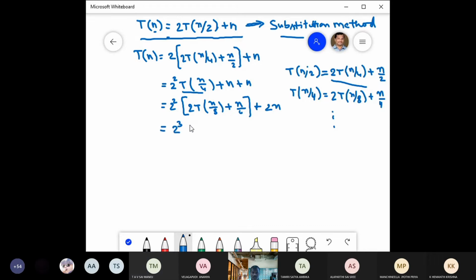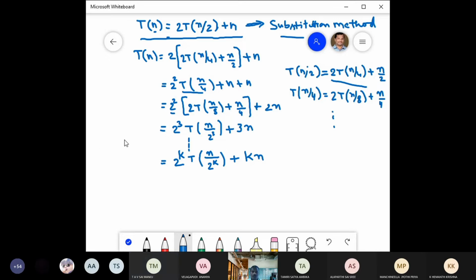Now what is this value? 2 cube into T of n by 8. n by 8 you can write like this, n by 2 cube. Plus 2 cube into 2 square into n by 4, n plus 2n is 3n. So if you extend further like this, we get 2 power k into T of n by 2 power k plus k times n.